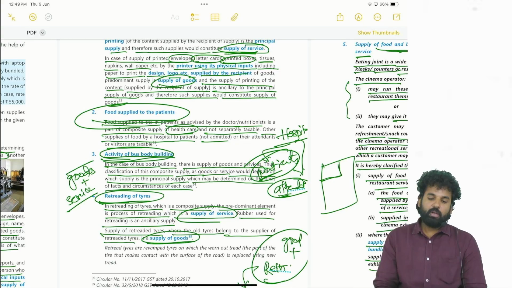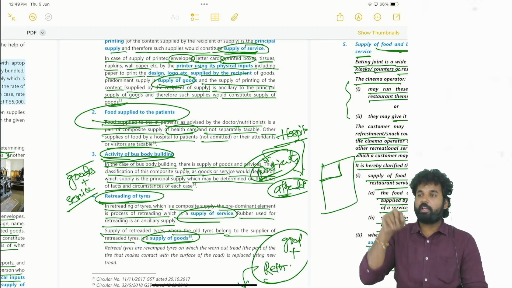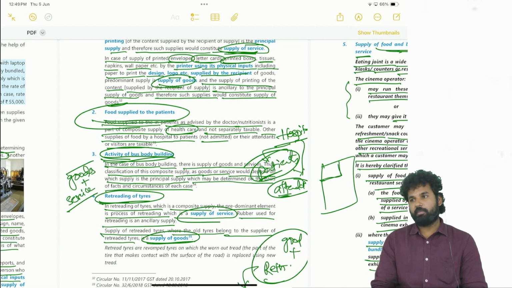With respect to food supply to the patients, whenever it is supplied to patients on the prescription of the doctor or nutritionist, then it is an ancillary supply, a composite supply to the main supply, healthcare supply. Hence it is exempted. Whenever it is supplied to attendants of the patients, it is taxable. Why is it taxable? The main supply is providing food only. That is the main supply, and hence it is taxable.